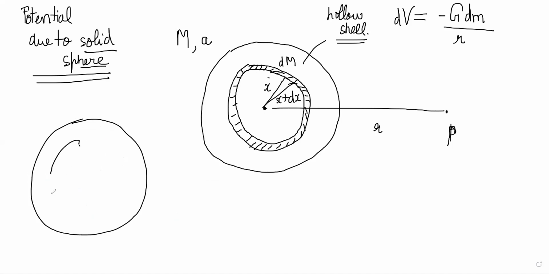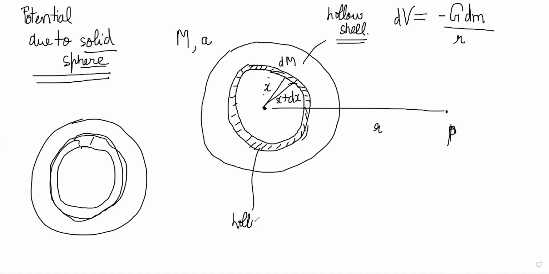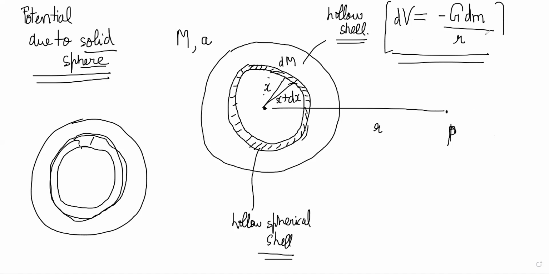This is a sphere, this is another sphere, this is another sphere, these are hollow spheres. I'm going to take two spheres, x and x plus dx. In between, there will be some mass. That will be my hollow spherical shell. Due to that, the potential is this if the point is outside. Is this formula clear? Whatever is the mass of that shell, this point is outside, so the formula is this. Yes, sir.